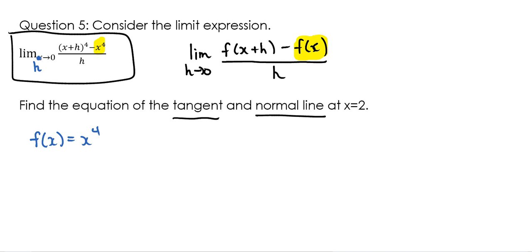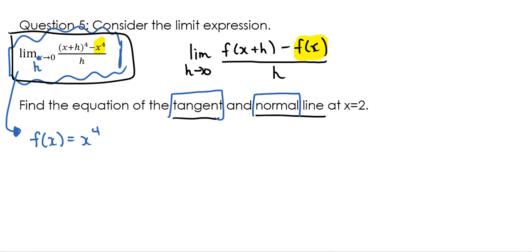So when I give you this fancy definition of the derivative here, hopefully you can recognize that the function is given to you, maybe not directly, but you need to recognize that the function is f of x equals x to the power 4. Now I want to find the tangent line and the normal line. If I want to find the tangent line, I need to use this equation, y minus y1 equals m times x minus x1. And I'm interested at the point x equals 2. So if I substitute that into my tangent line, this would be m times x minus 2.